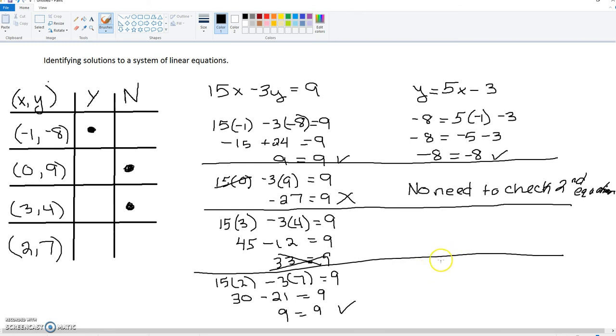So now we've got to check the next one, remembering which one we need to substitute in first. So we're doing our y in first, which equals 5 times positive 2, sorry about that, minus 3. I'm looking at this minus sign here. So now we've got 10 minus 3. And 7 equals 7. So this is a solution to our system.